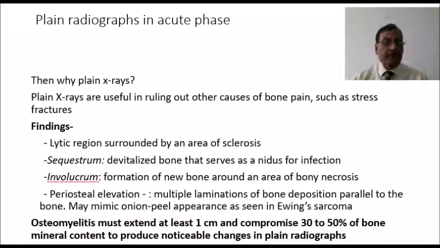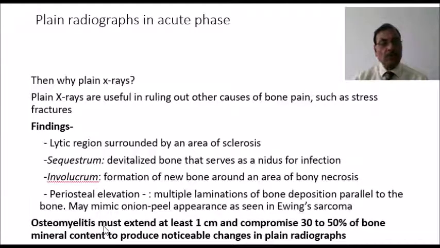If the plain X-ray is negative in the first 10 days, why do we take it? We take it to rule out certain causes of the bone pain, such as stress fracture. And in the later period of acute osteomyelitis, all the classical signs will be present in the radiograph: lytic lesions, sequestrum, involucrum, and periosteal elevation.